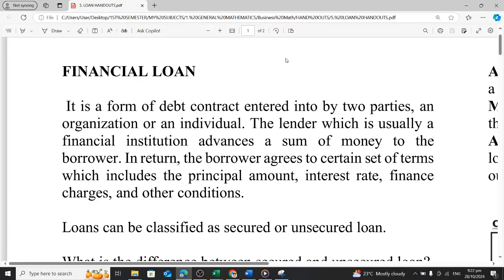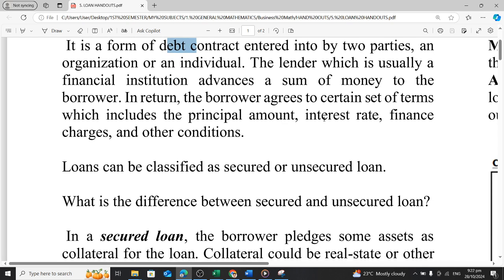In this video lesson, I'm going to discuss financial loans. A financial loan is a form of debt contract entered into by two parties, an organization or an individual. The lender, which is usually a financial institution, for example, a bank or a lending company, advances a sum of money to the borrower. In return, the borrower agrees to a certain set of terms, which includes the principal amount, interest rate, finance charges, and other conditions. In other words, a financial loan is only a debt, utang, agreed by two parties.